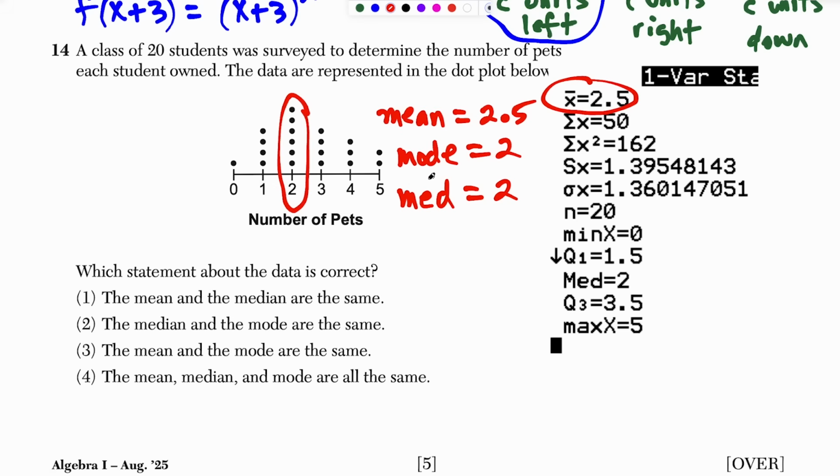Okay, so the mode and the median are the same is going to match up with choice 2. The mean and the median are different. 2.5 and 2 are not the same. The mean and the mode are different. And all 3 of them are not the same. So this choice is out. So it's definitely going to be choice 2.